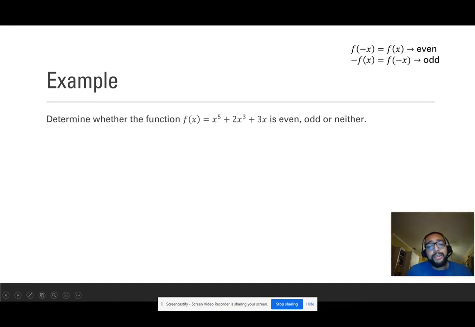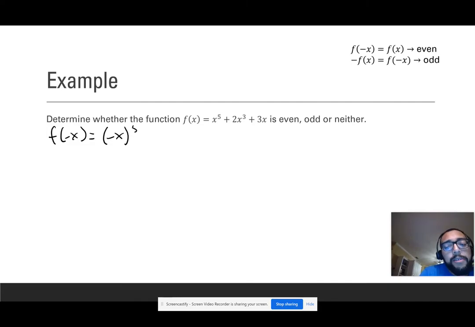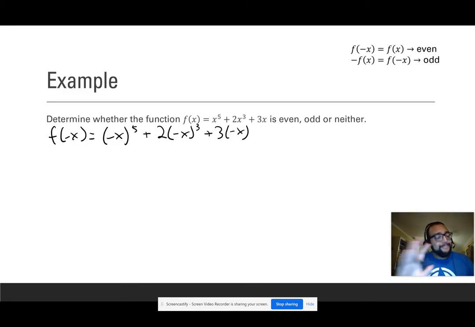Perfect. Next function, f of x equals x to the 5th plus 2x cubed plus 3x. Again, I want to start off by doing f of negative x. Now, it replaces every x. Replace that with a negative x: negative x to the 5th plus 2 times negative x cubed plus 3 times negative x. Perfect. Again, I'm going to do this. This may seem tedious, but I'll stop doing this after a little bit.